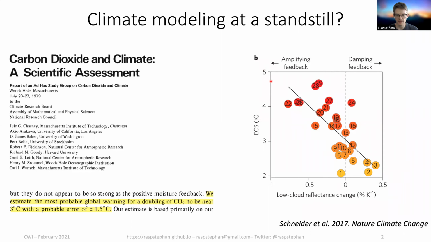So here on the x-axis, what's shown is what they call the low cloud reflectance change. So low clouds are these big sheets of clouds that you see if you've ever flown across the Atlantic or the Pacific. You look out of the window, you see these big fields of clouds, and they're really important for the climate because they do not contribute a lot to the greenhouse effect, but they reflect solar radiation. So in effect, they are cooling the planet.